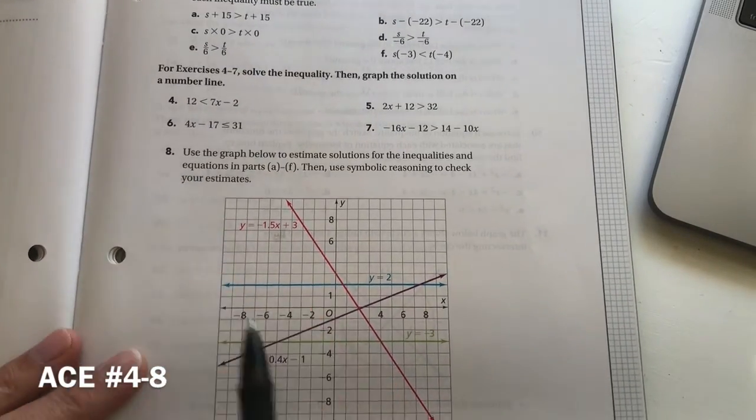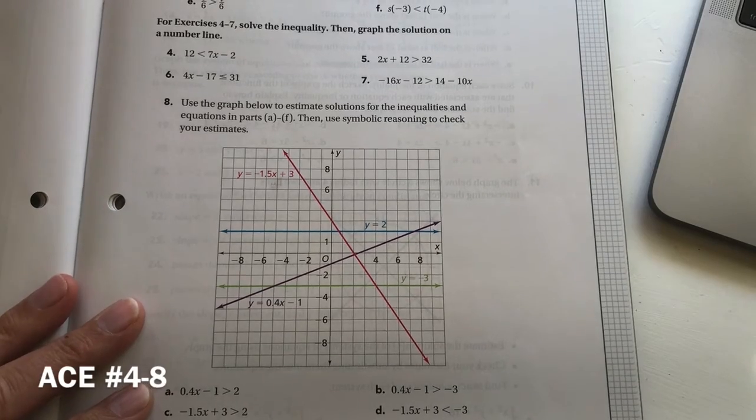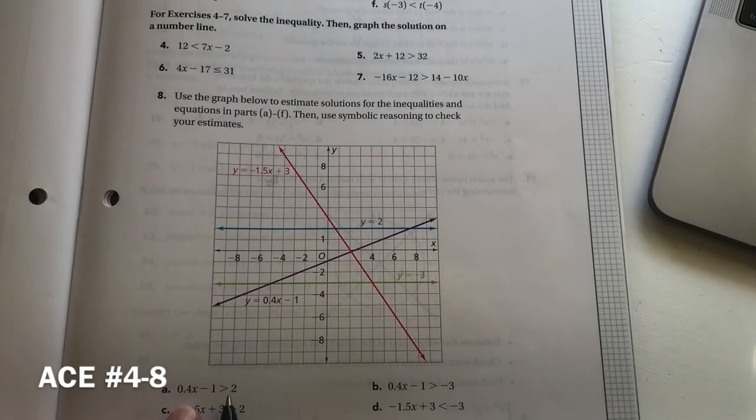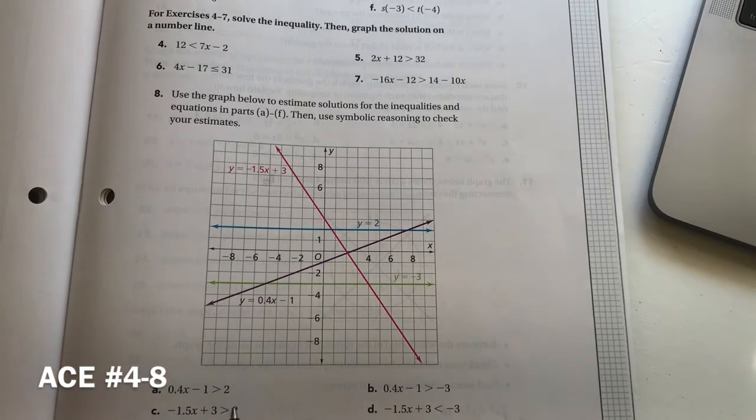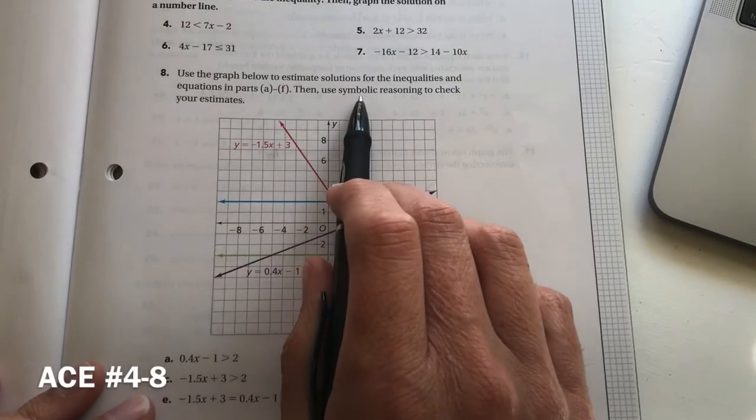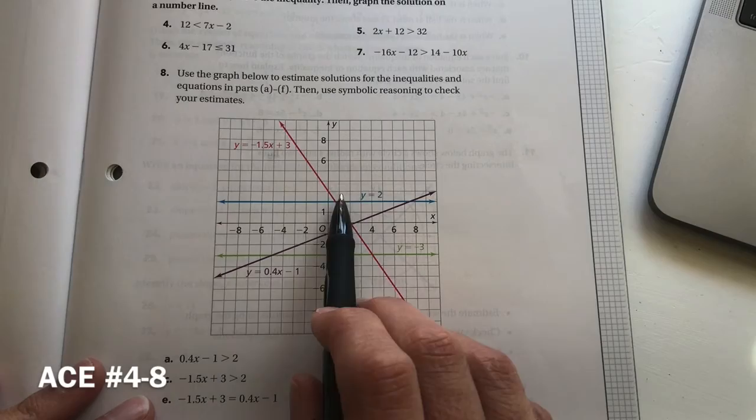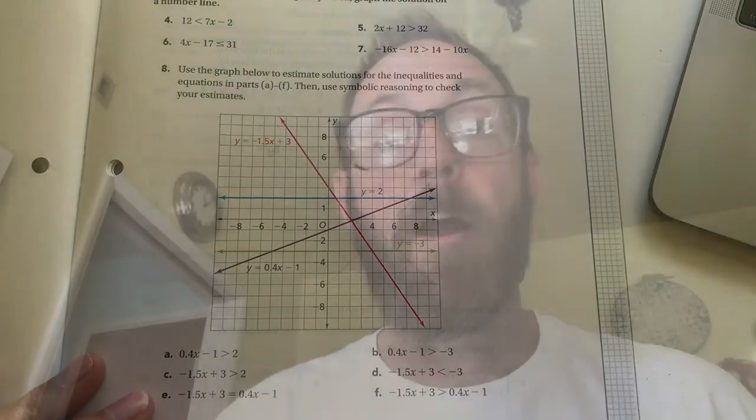And then on part 8, it says use the graph below to estimate the solutions for the inequalities. So in this case, you're looking at these two guys, getting an idea where you think they might be, because some of these are actually going to be graphed, and they're all across here. So where do you think the solution would be? Then use symbolic reasoning to check your estimates. So you're getting an estimate and then actually solving and figuring out where it's going to hit on there for those.